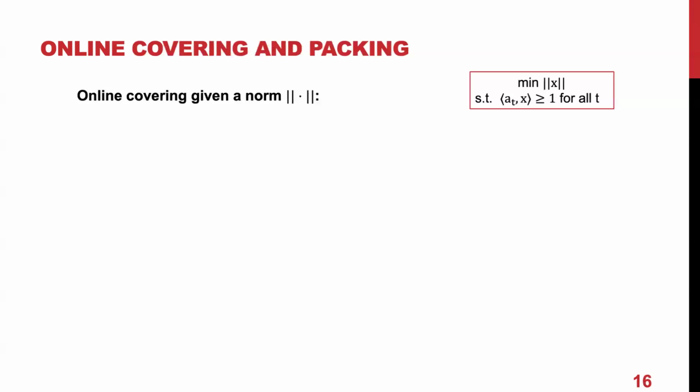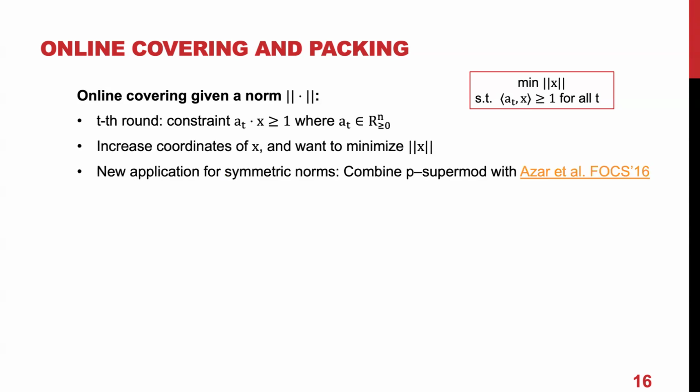Some other applications are online covering problems. So you might have heard of problems like online set cover, where you are interested in minimizing the norm of x given some coverage constraints. These coverage constraints arrive one by one, so you can only increase the coordinates. You start off with the all-zero vector. In each tth round, the constraint a_t x greater than or equal to 1 arrives, where a_t is non-negative. So you can increase x to make this constraint feasible, and your goal is to minimize the norm of this vector x. Again, this captures the classical online set cover problems.